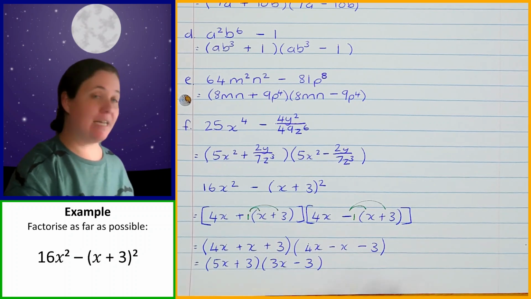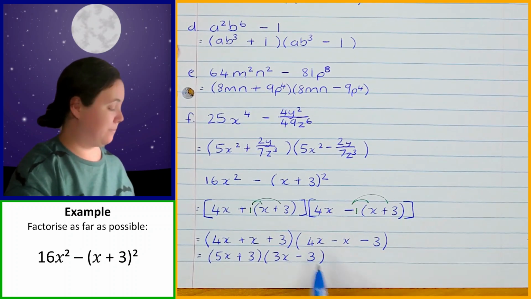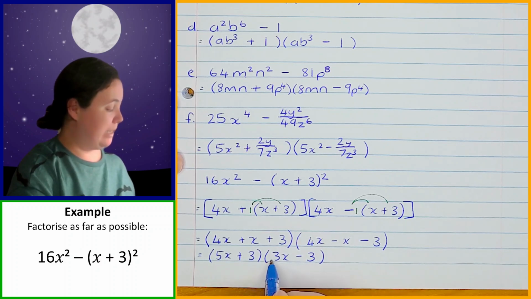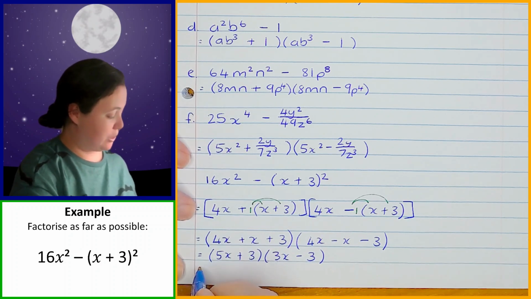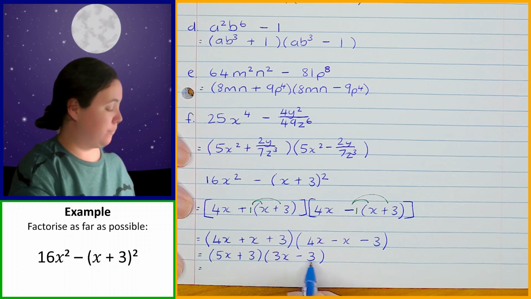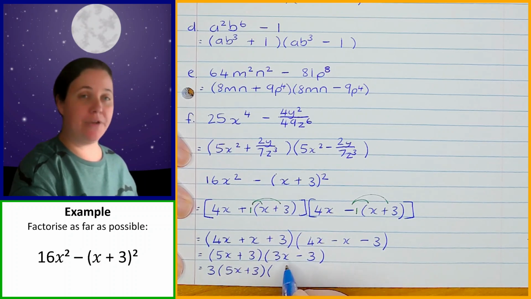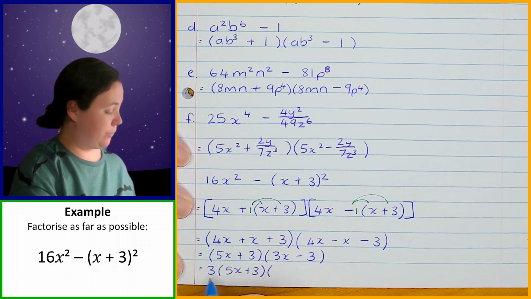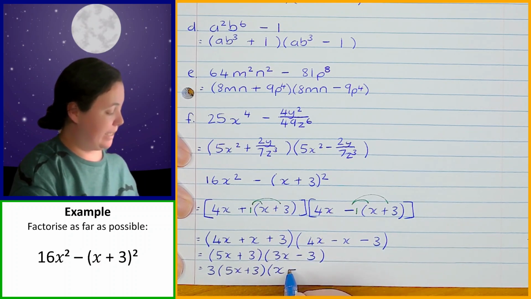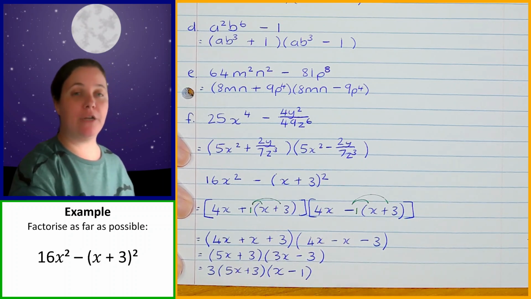Now, I can factorize this further over here. Because it's 3x minus 3, I've got a common factor. So I'm going to take that common factor out and put it right in the front over here. So 3 goes into both of those terms. So my common factor is 3. Then I've got 5x plus 3. And then in this bracket over here, I'm left with 3x divided by 3, which is x, minus 3 divided by 3, which is 1. So that's what you should get for that question.